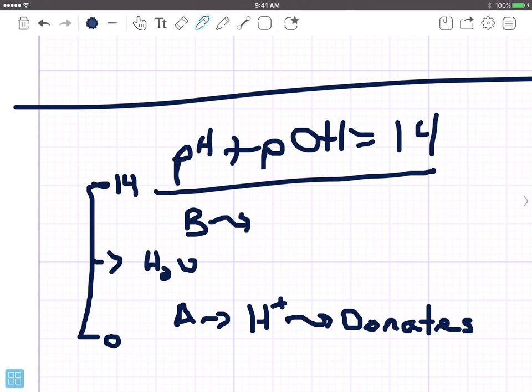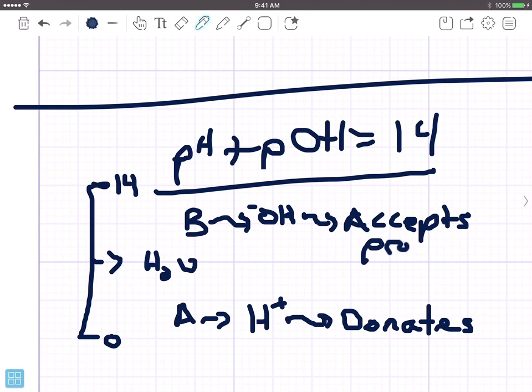By base, we mean it usually doesn't have an H plus. Instead, it usually has an OH minus, sometimes, and it accepts H plus. It accepts protons. Remember, this is also another word for proton. Okay, so that's what we're talking about here.